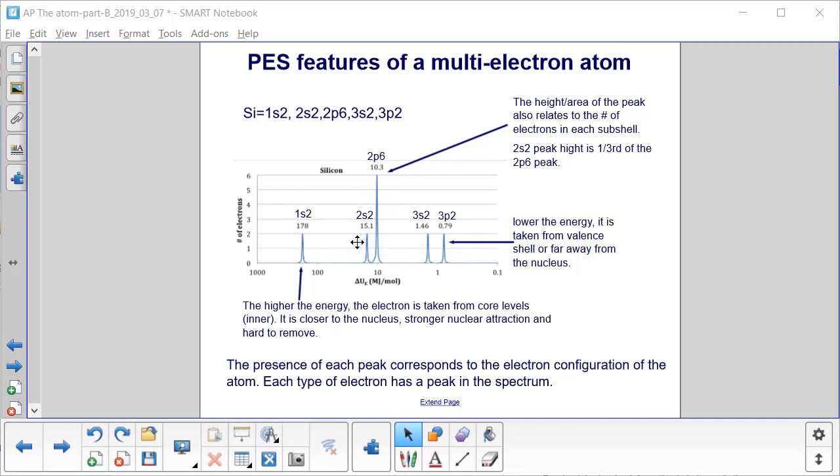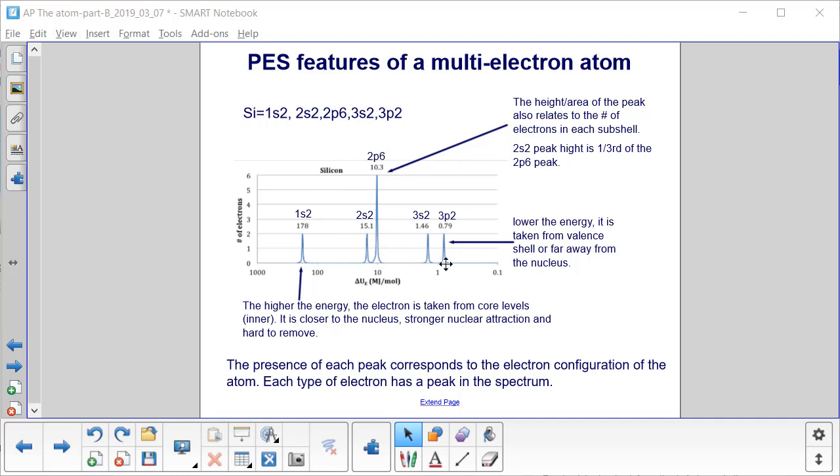The height, or the area of the peak, relates to the number of electrons in each subshell. So this 2s2 peak height is 1/3 the height of this 2p6 peak. Do you see how this is 1, 2, 3 times as much? Because there's 3 times as many electrons.